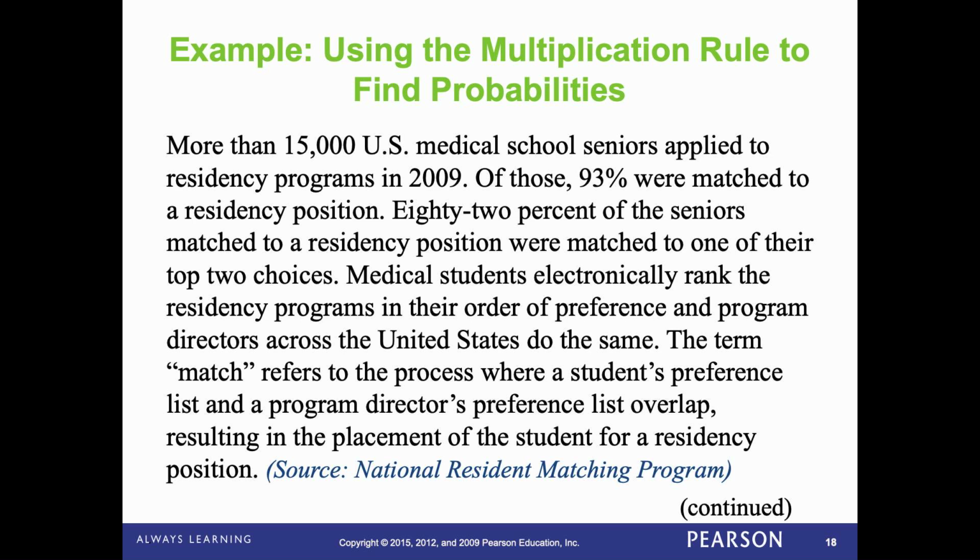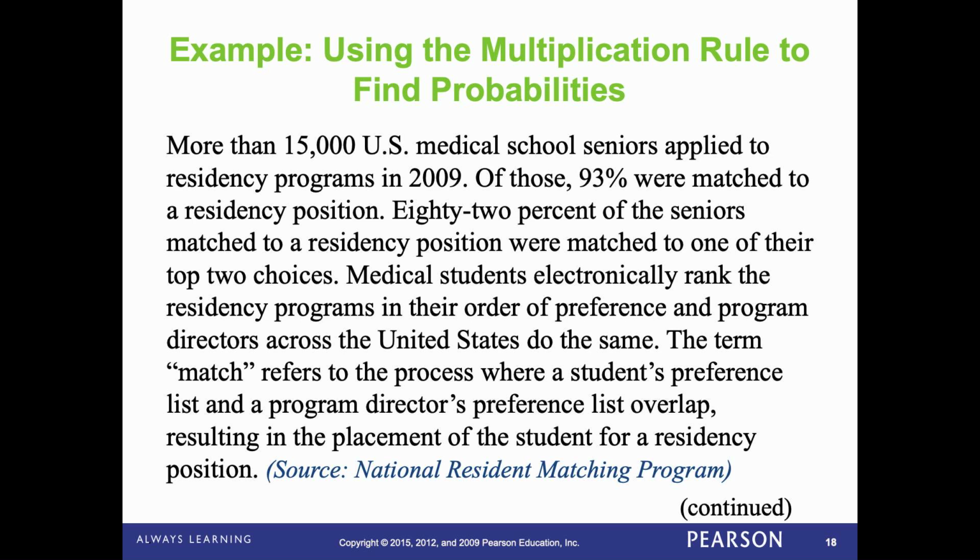All right, so let's break this down. More than 1,500 U.S. medical students, 2009. Do those 2 numbers matter to us? No, they do not. All right, 93%, which is 0.93, were matched to a residency. So what does that mean? Matched to it. 0.93 got a job.